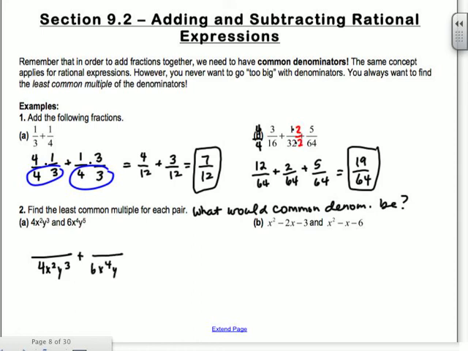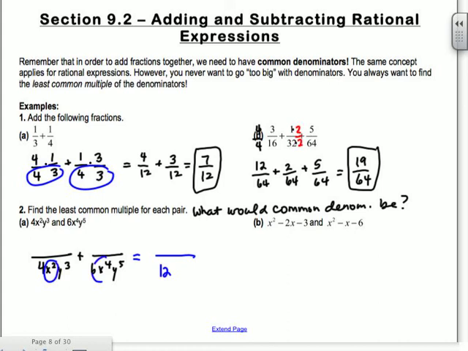Okay, let's look at just the numbers. If I had 4 and I had 6, what would my common denominator be? Nope. You guys are thinking the greatest common divisor or greatest common factor. You would need 12, right? If you had 4 and 6 in your denominators, you would need to change those numbers to 12. See what we're doing?